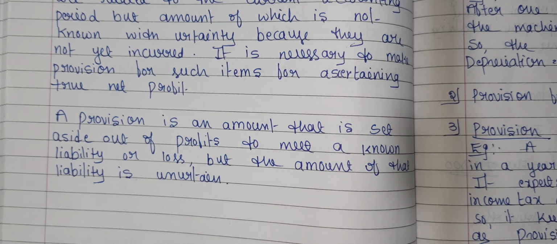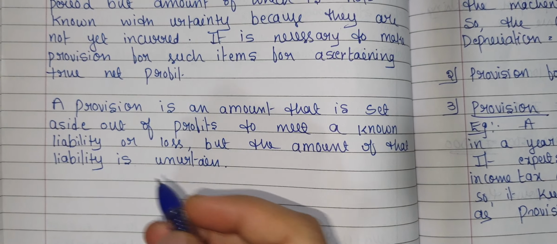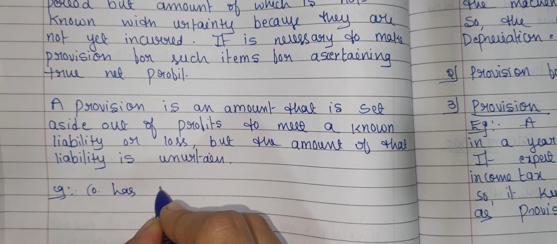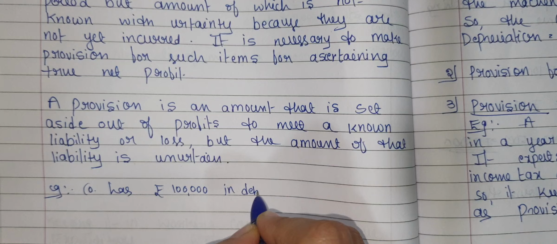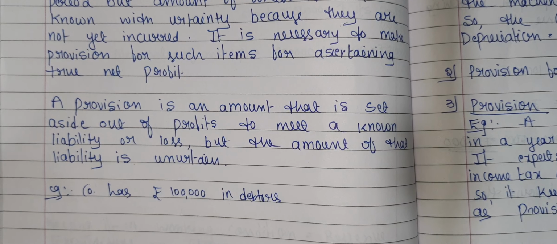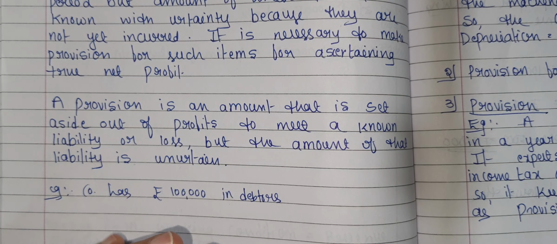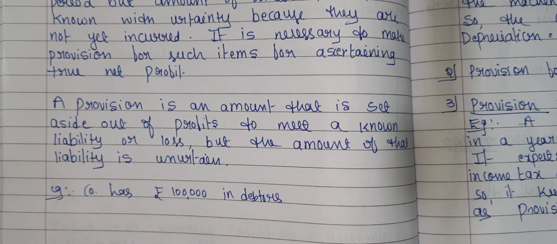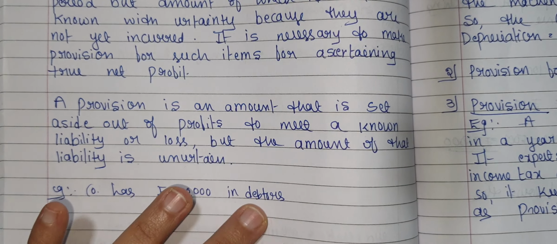So now let's see one example. Let's say a company has rupees 1 lakh in debtors. Clear? Debtors means what? People or customers who owe money to the business. Means when a business sells goods or services on credit. On credit means payment will come later, not immediately. Clear? Those customers are called debtors.